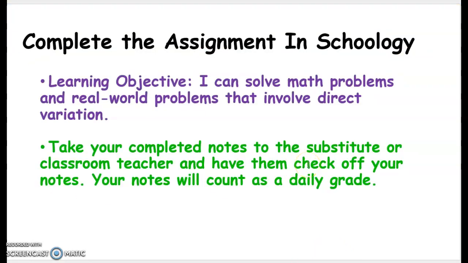All right, you have an assignment in Schoology. That assignment will have today's date on it, which is September 30th. It'll say September 30th, 2022, direct variation assignment. I hope that you can now solve math problems that are real world and regular math that involve direct variation.